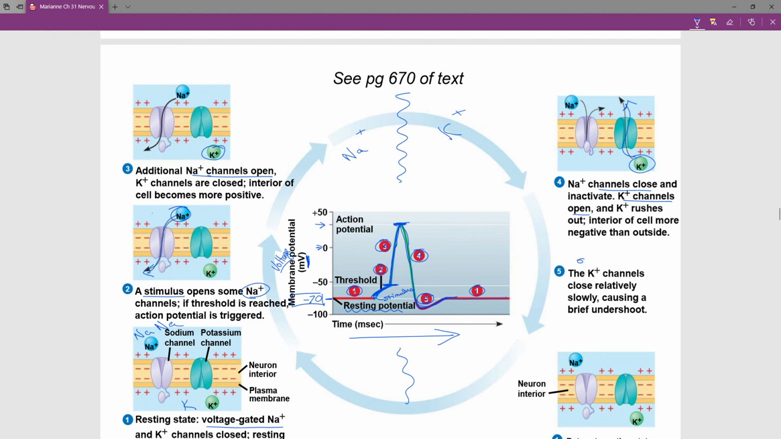So number 5 is a bit of a dip. It's a bit of an oops, if you will, in that the potassium channels are just a little slow in closing, and so there is a brief undershoot. And here you can see, because of the concentrations, we're back to that negative 70 millivolts.